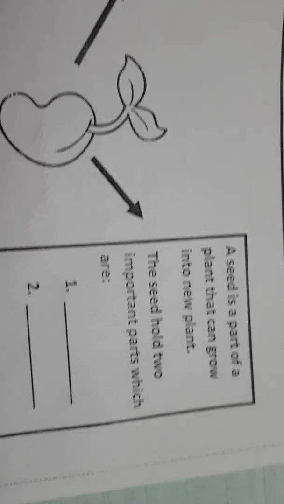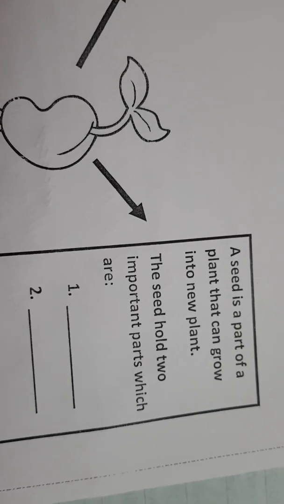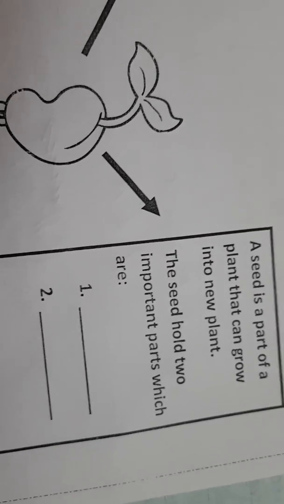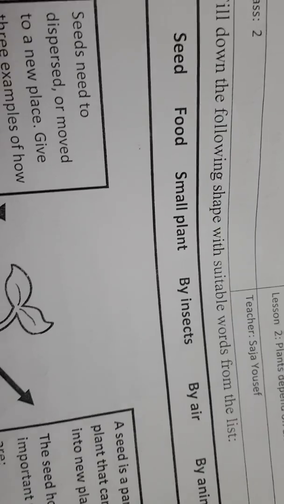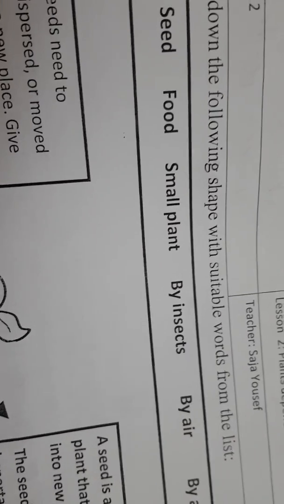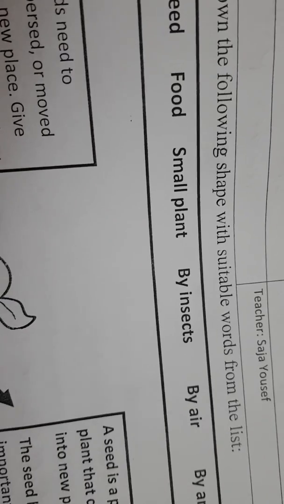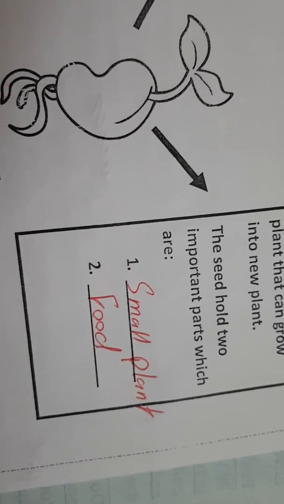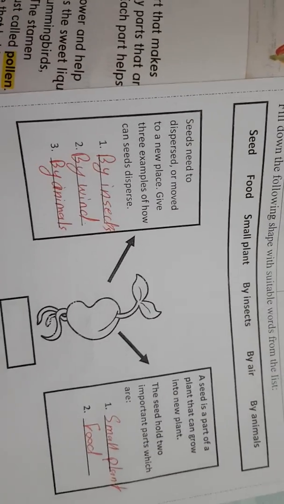Now question 2. A seed is a part of a plant that can grow into a new plant. The seed holds 2 important parts. What is inside the seed when we open it? Yes, a small plant that will grow to a full plant and food for it to grow. Okay, so I will write small plant and food. This was the first part of our lesson that talked about seed.